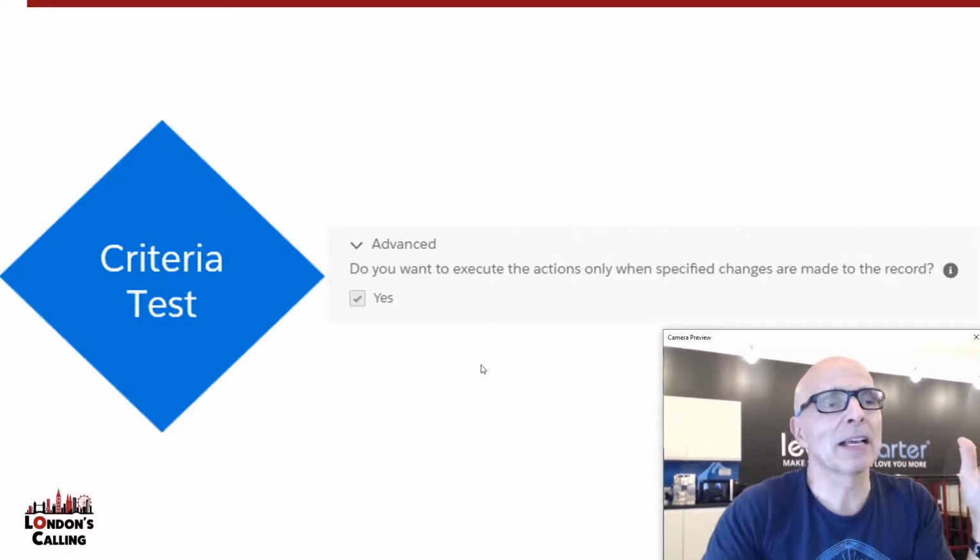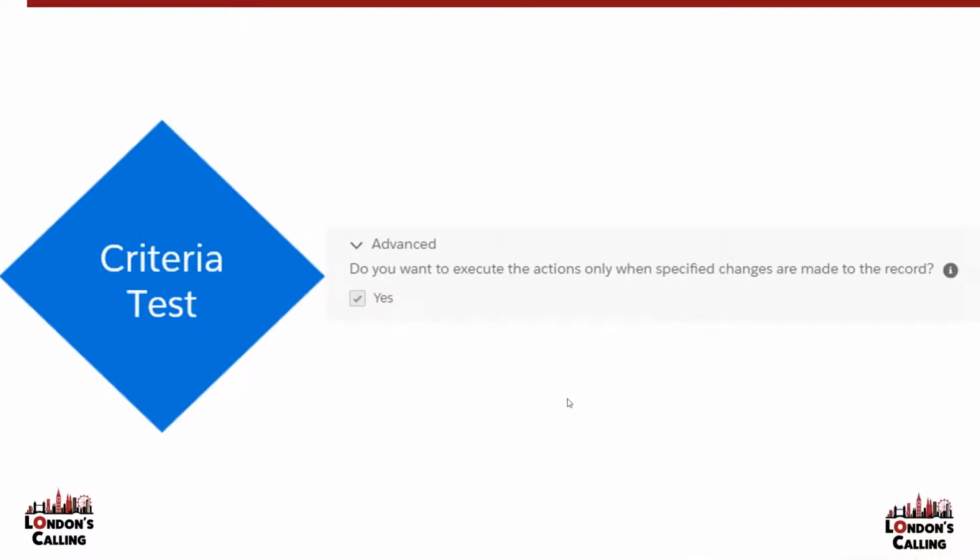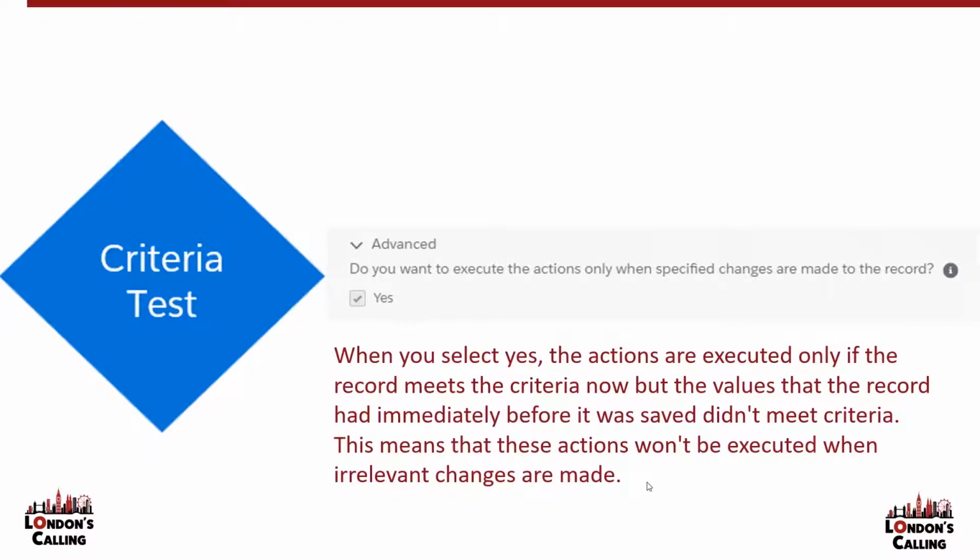Anyway, assuming you're not going to do that, when you do put your criteria in, you'll see at the bottom there's a step called advanced. And this asks you an interesting question. It says, do you want to execute the actions only when specified changes are made to the record? It's not very obvious. In fact, it took me a long time to work out what on earth they were talking about. But if you click on the I button, you'll see this message. Essentially, let's say you've got a field and you're checking for a value of this field. If you check this box, then this step will only be executed not only when that criteria is met, but when that field has changed to meet that criteria. And that's really, really important. So I'd recommend that almost always, there are very few use cases when I wouldn't want to check that box and only execute it if something had actually changed.